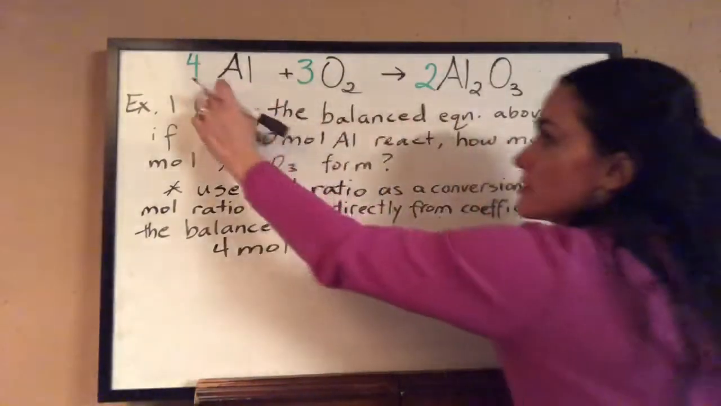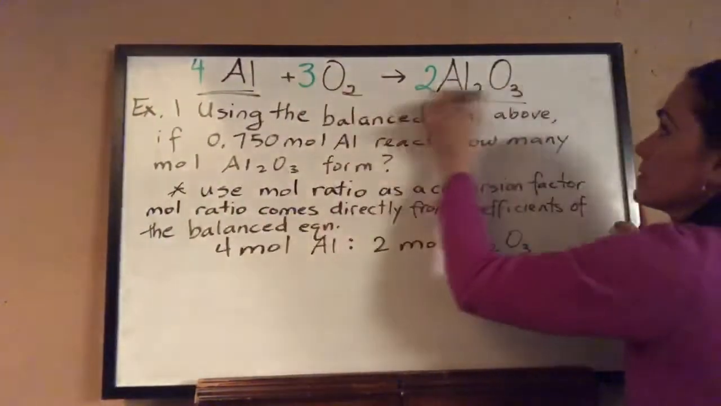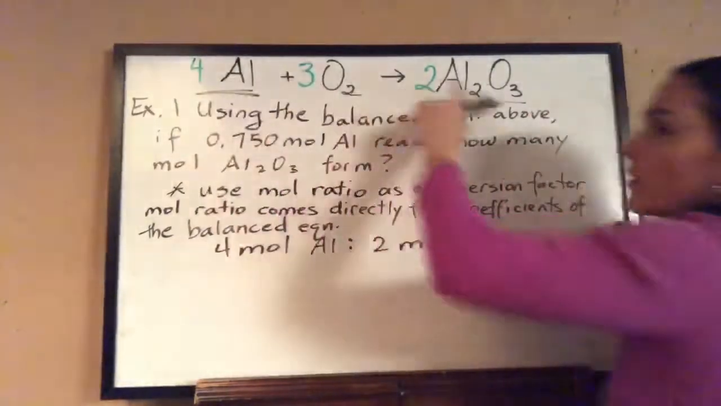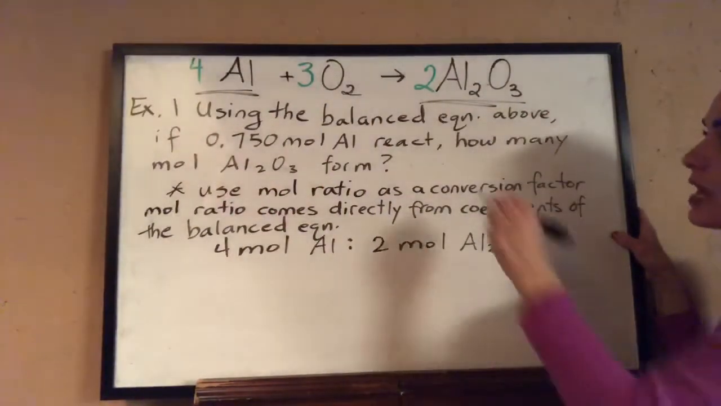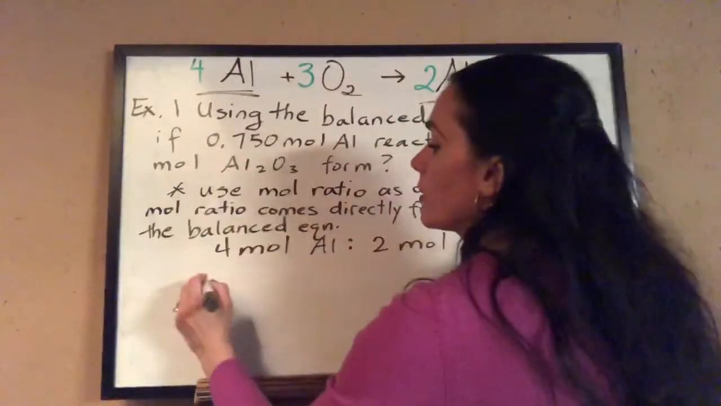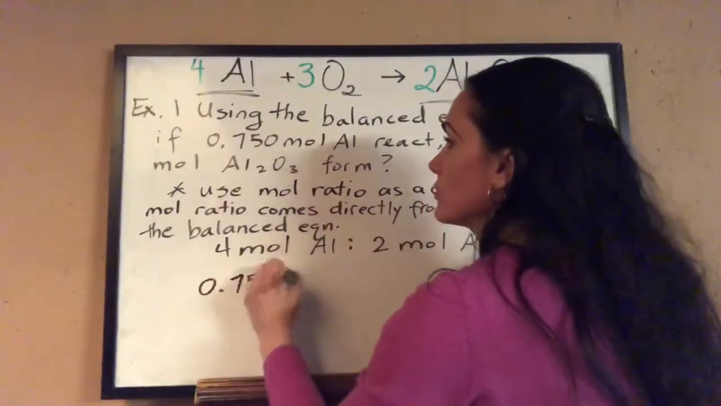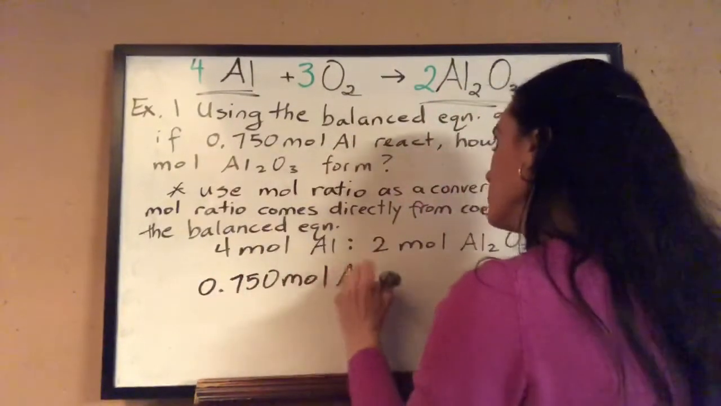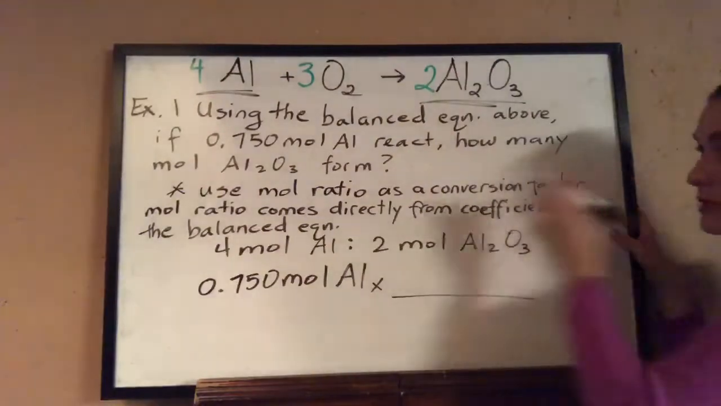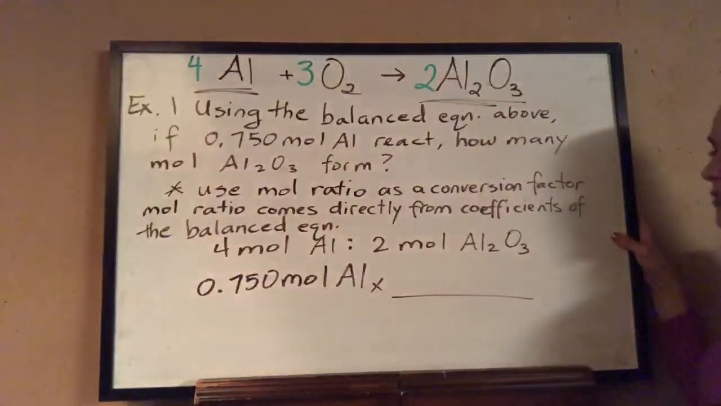But we discerned that this is the information we need. We need that 4 and that 2. Okay? Now, our given quantity, we have 0.750 moles of aluminum. And we want to know how many moles of aluminum oxide form.